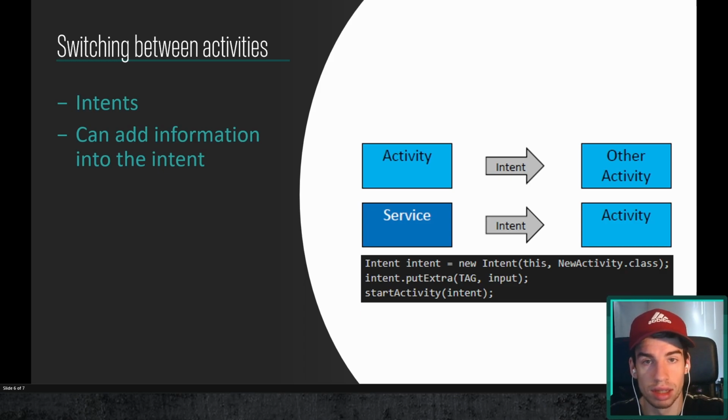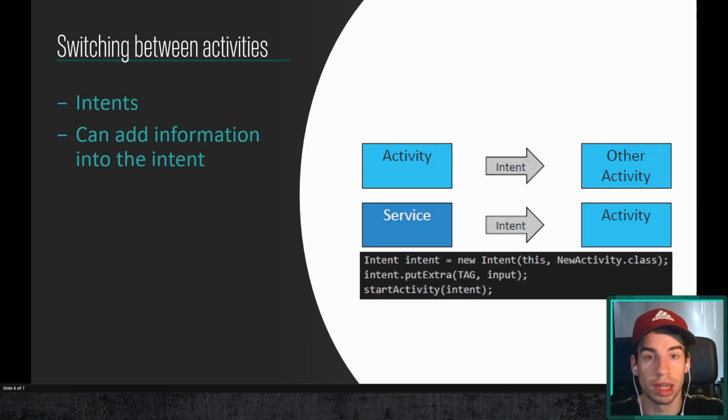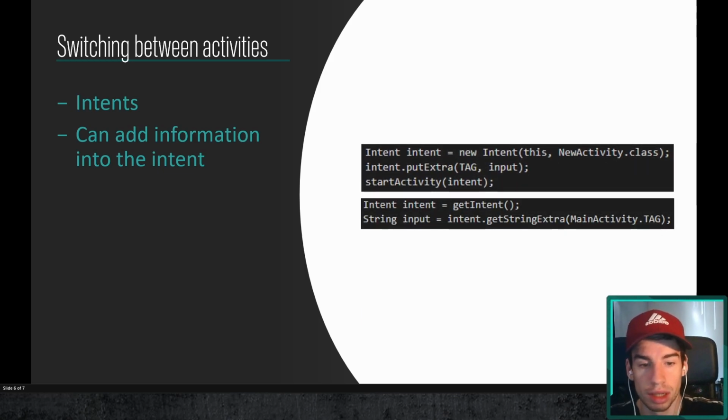So then the data is sent from our activity to the next one, and there we have to extract it from the intent, which we can do by these 2 lines where we say get intent and then we do get string extra, for example, if we've added a string, and then we reference it with the tag that we've given it. So that's our way to traverse our application and actually add information.